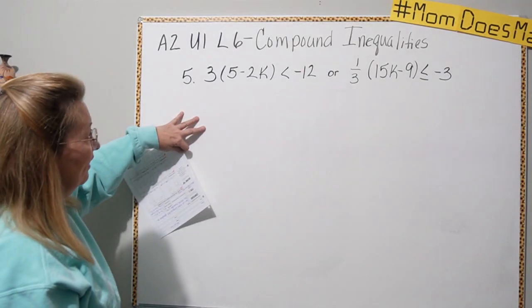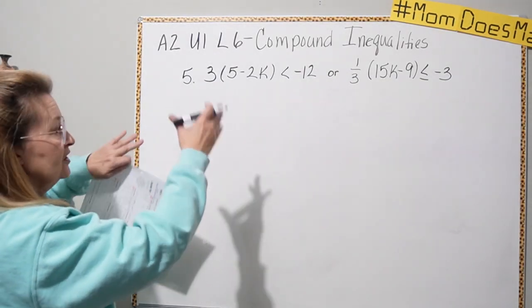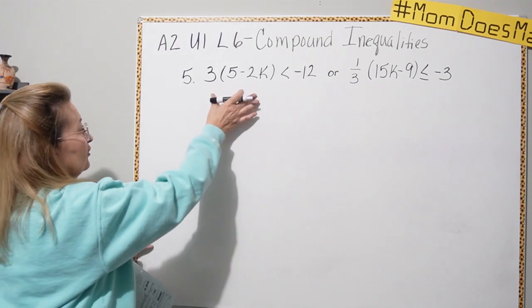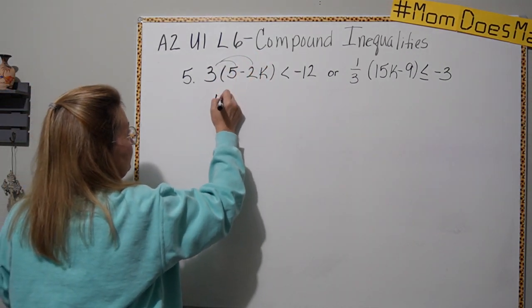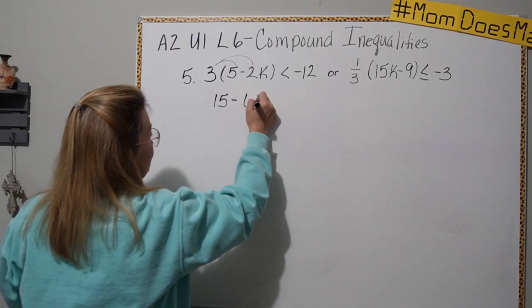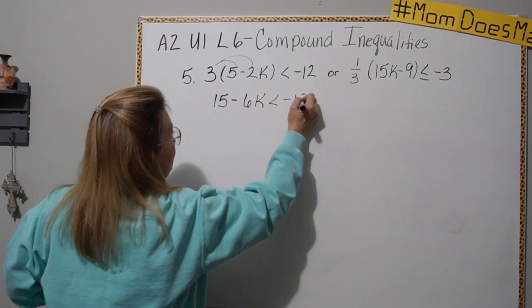Okay, let's look at number 5. We have our 2 separate equations, so let's solve each one. First of all, we're going to distribute the 3 into the parentheses, so that's going to give us 15 minus 6k is less than -12.